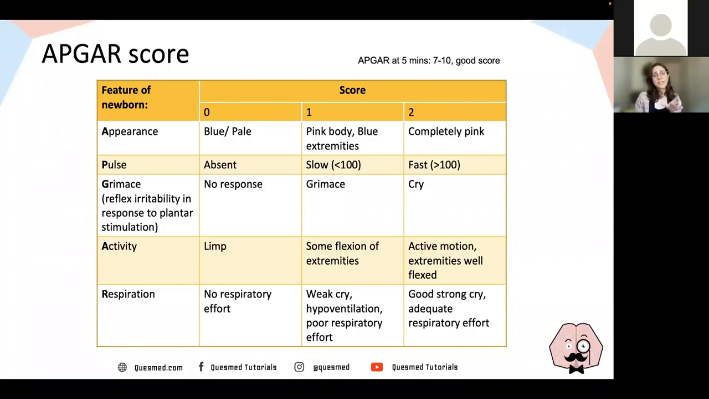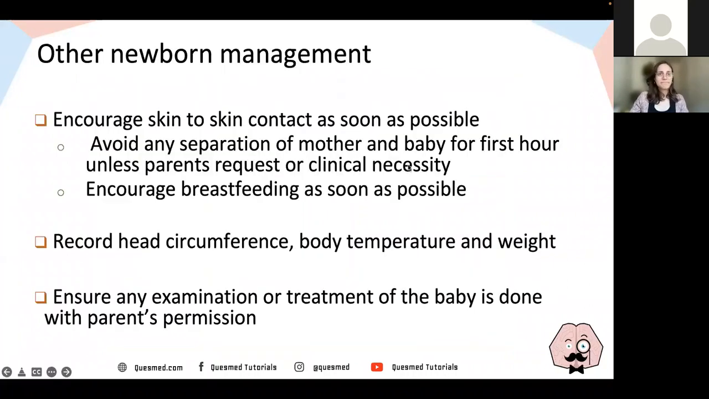So like I mentioned, 7 to 10 is considered a good score. If a child scores below 7, then you repeat an APGAR at 10 minutes as well, and then we'll see. There are interventions that you'll carry out if you think that a child's APGAR is not up to scratch.